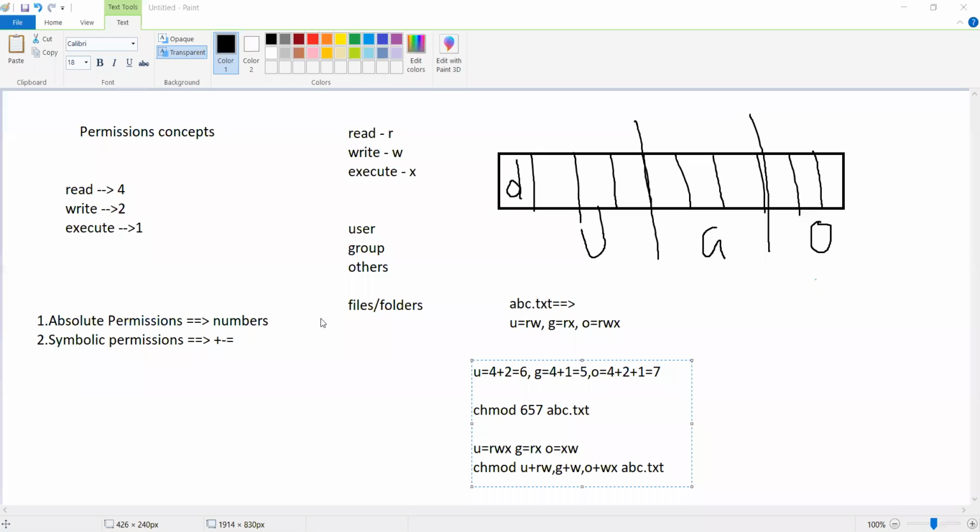So execute basically is for when you want to execute some scripts. In Linux, we have shell scripting. If you want to execute a shell script, then we should have executable privilege. Shell scripting is nothing but a series of commands in a single place that you can execute in a single shot.